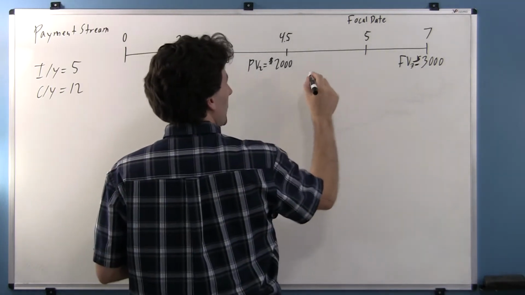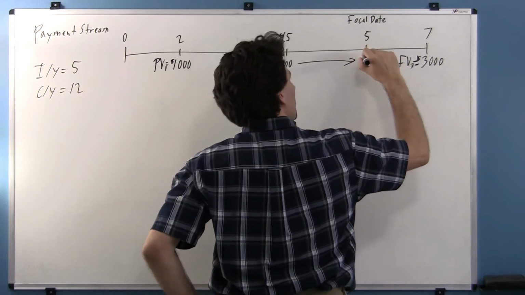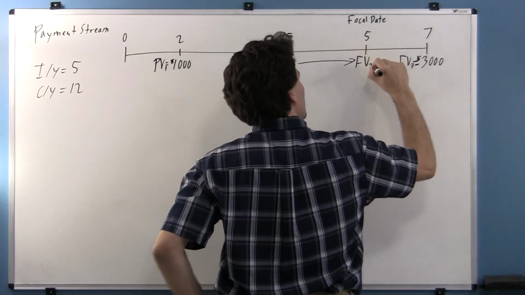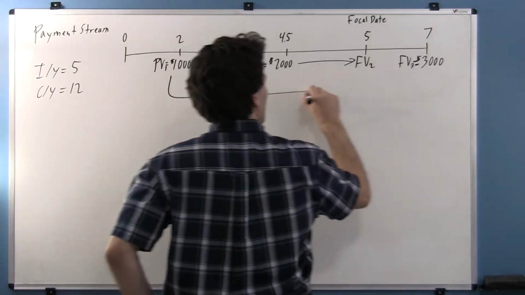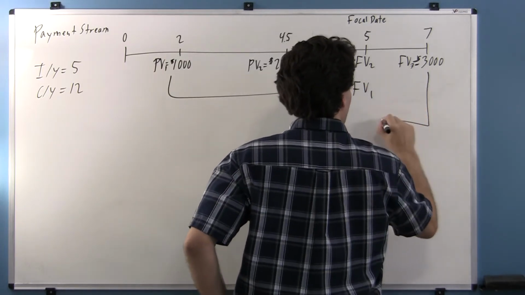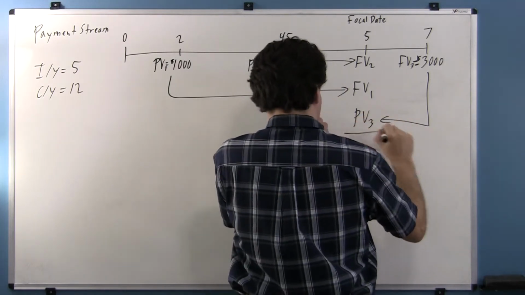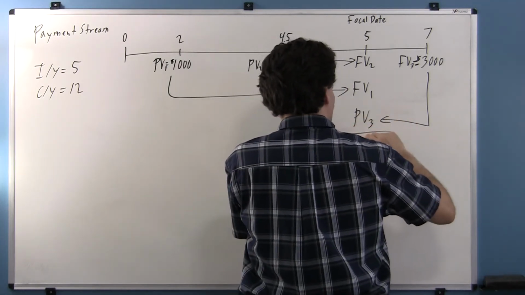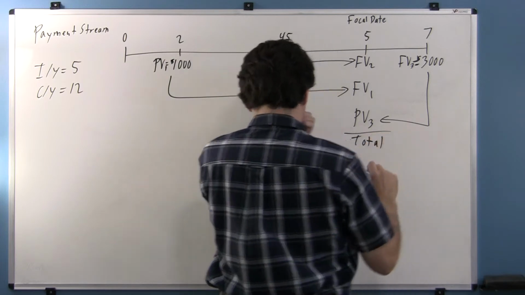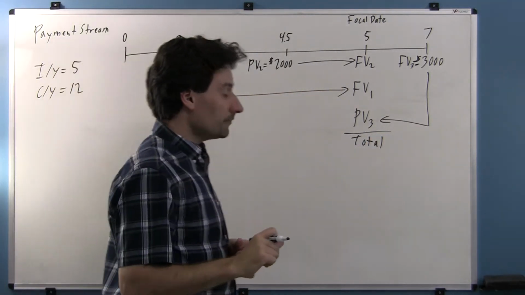And now we're going to bring them all to here. So bring this one forward to find FV2. Bring this one forward to find FV1. And bring this one backwards to find PV3. And then find the total for all three, just adding them up once we've calculated them. Okay.